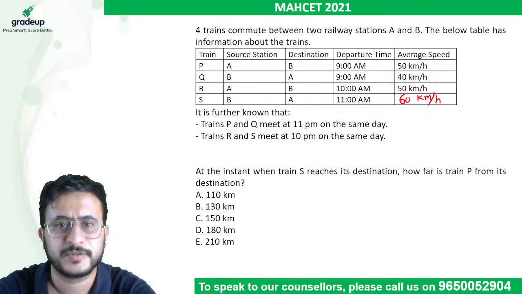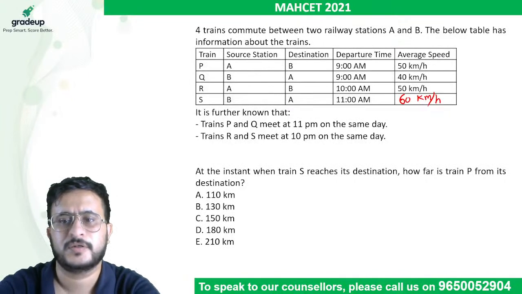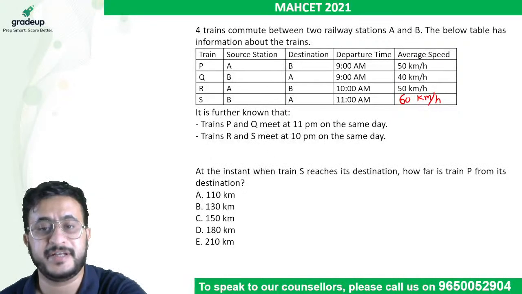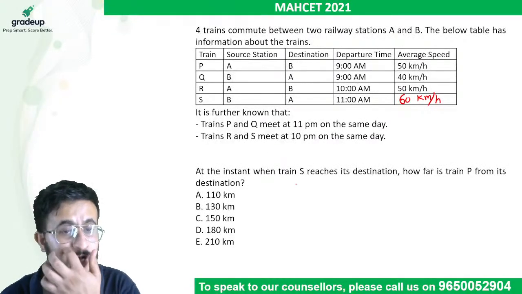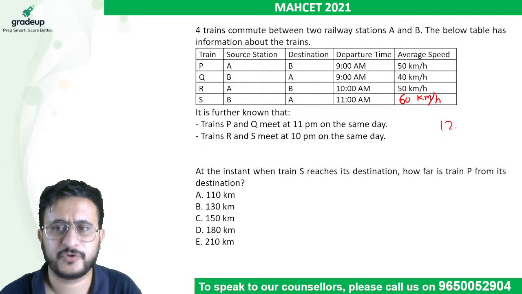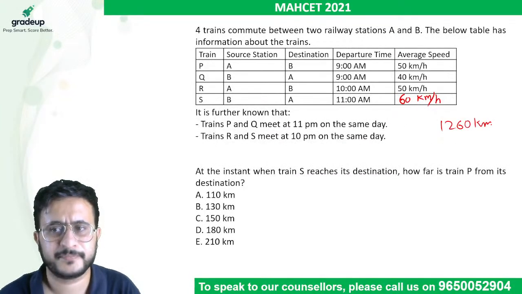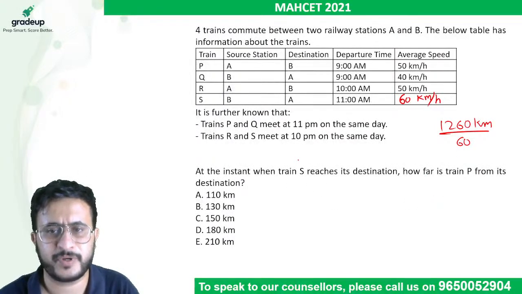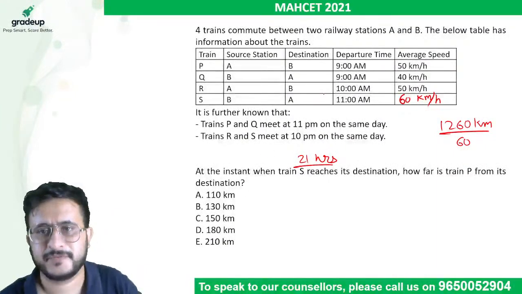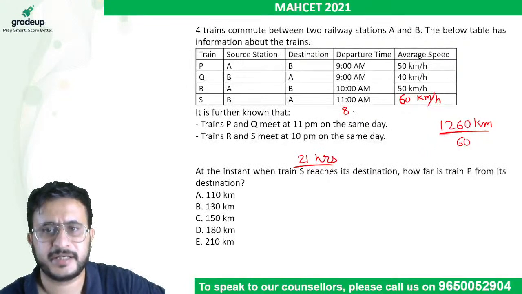So how do we do this? See, when it's saying that at the instant when S reaches its destination, how much will S take to reach its destination? The distance we found out was 1260 kilometer, right? 1260 divided by 60, S will take 21 hours, right? That means S will reach at next day at 8 a.m.